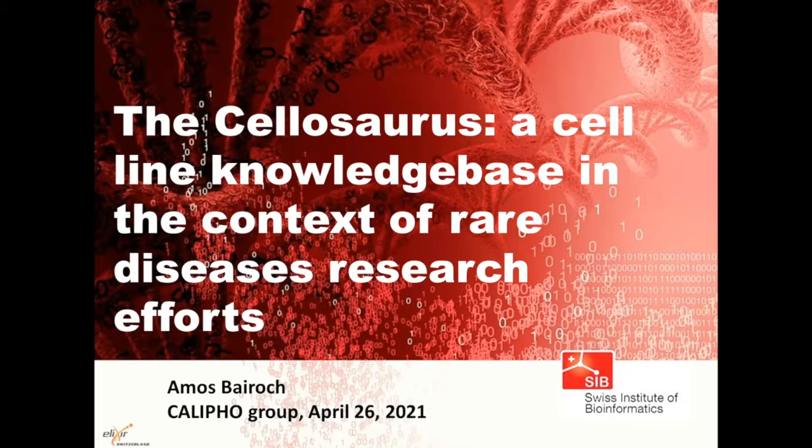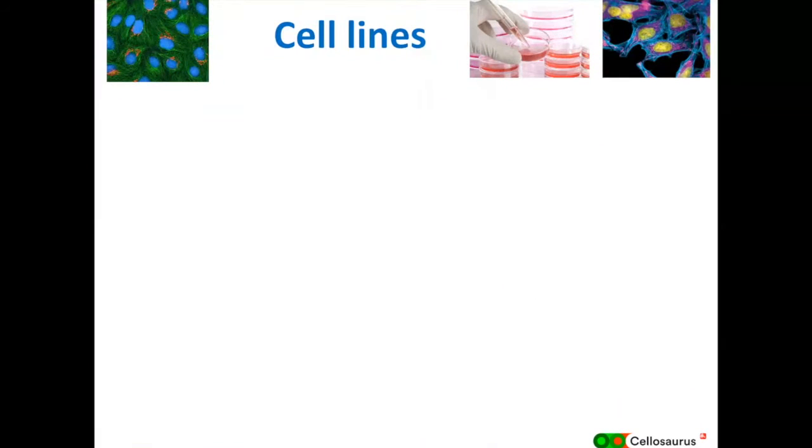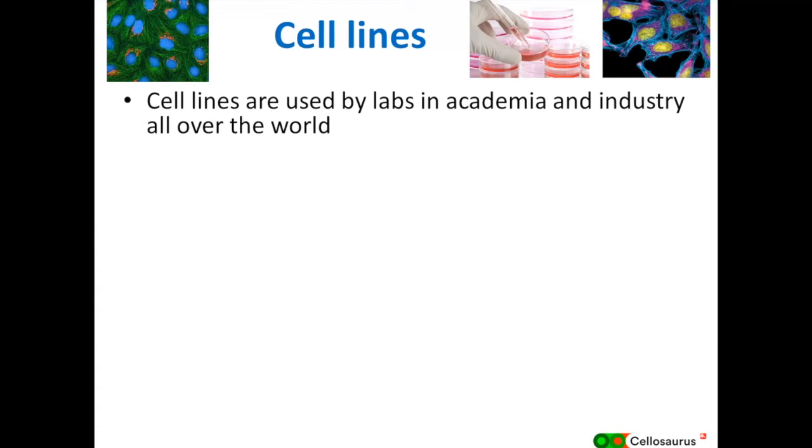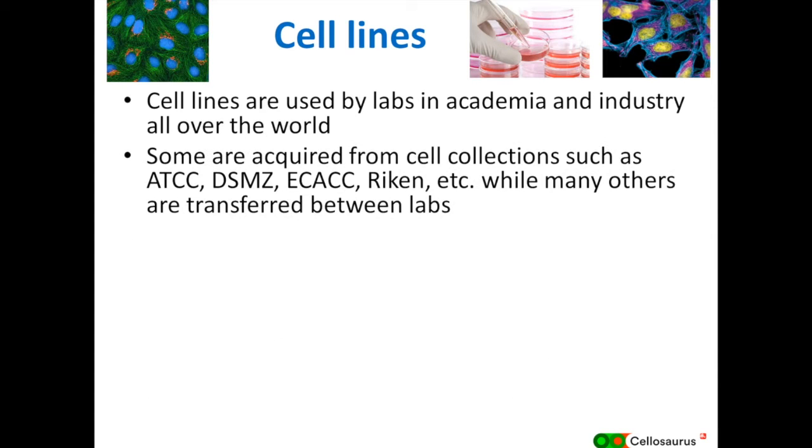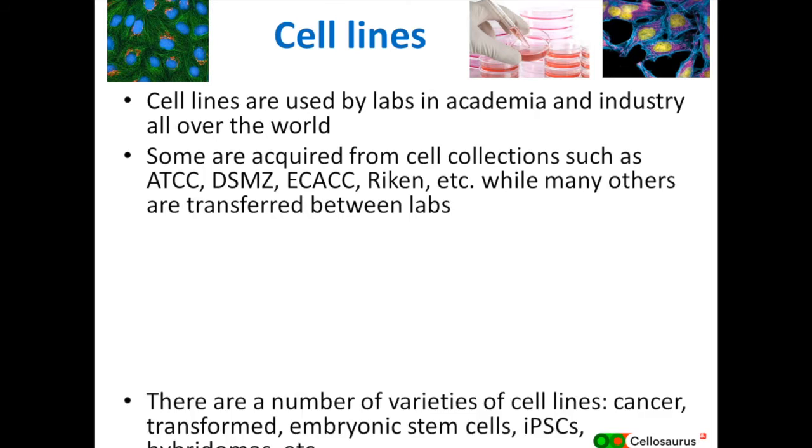I will describe the Cellosaurus in the context of rare disease research efforts. And if I want first to start with cell lines in general, this will be obvious to a lot of you, but cell lines are of course used by labs in academia and industry all over the world. Some are acquired by researchers from cell collections, like ATCC, Coriell, for example, a lot of genetic disease, DSMZ, DCACC, and of course many others are transferred between labs, which send them or share them.